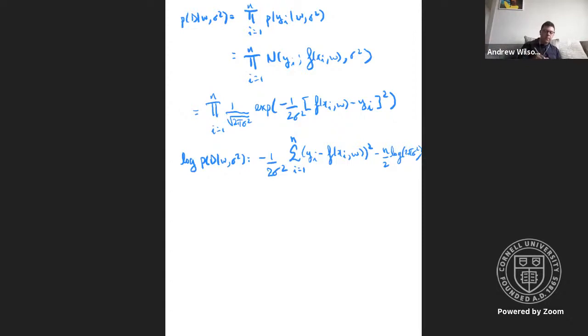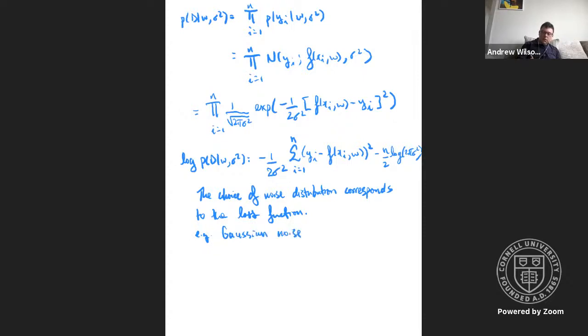And so the choice of loss, or choice of noise distribution, corresponds to the loss function. So, for example, Gaussian noise: squared loss. Laplace noise: absolute value loss.